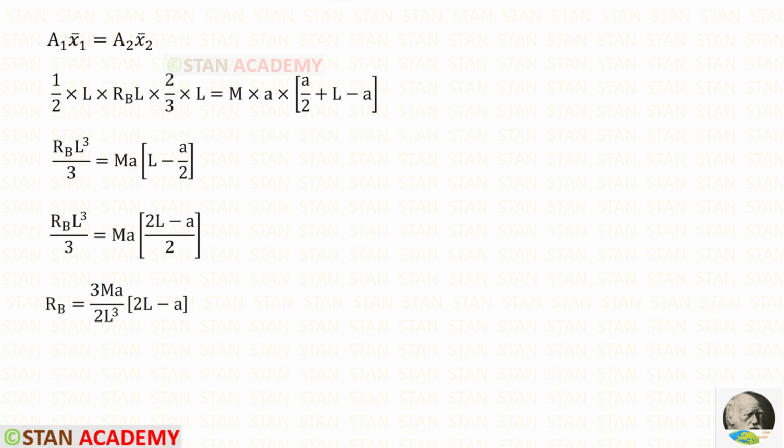Now let us equate area 1 x1 bar and area 2 x2 bar. We can eliminate this 2 and this 2. L into L into L, it will be L cube. a upon 2 minus a, it will be minus a upon 2. For these two terms, we can take LCM. We can take L cube upon 3 on the other side. It will come inversely. For RB, we will get the expression as 3Ma upon 2L cube into 2L minus a.